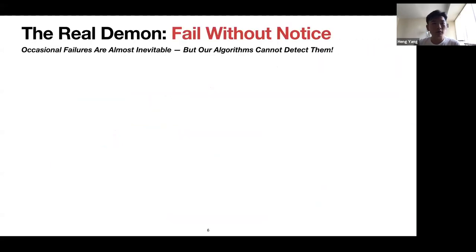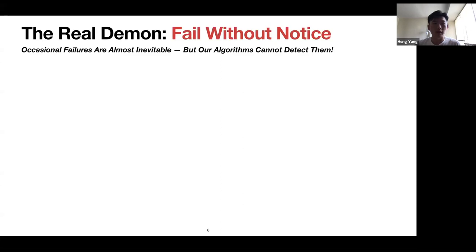From my point of view, I think the answer is definitely no, because the real demon is actually hiding behind the good performances of these robust estimation frameworks. And the fundamental limitation of these robust estimation frameworks is that they fail without notice. So these algorithms are not designed to be aware of their own failures.